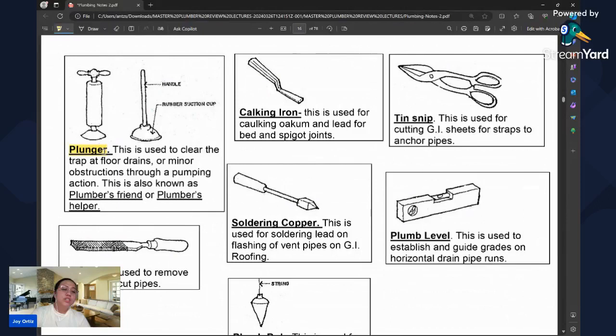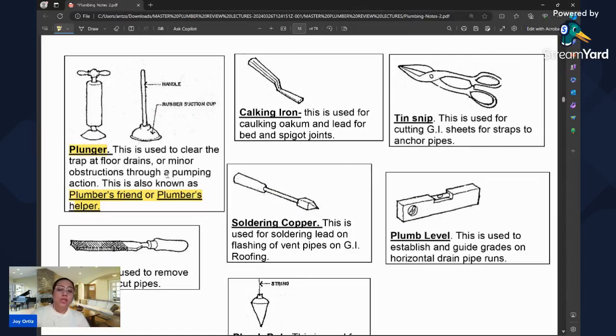Next, we have also the plunger. So, plunger, pambomba, tinatawag natin bomba, di ba? So, this is used to clear the trap of the floor drains or minor obstructions through a pumping action. This is also known as plumber's friend and plumber's helper. Usually we use the pressures. Kaya, di ba, since pinapump natin yung water, then yung pressure na apply kaya yung tendency is bababa talaga siya. Yung clog nawawala.